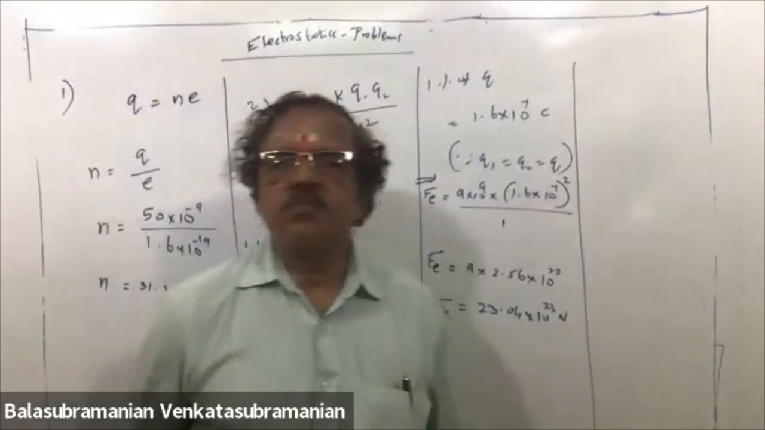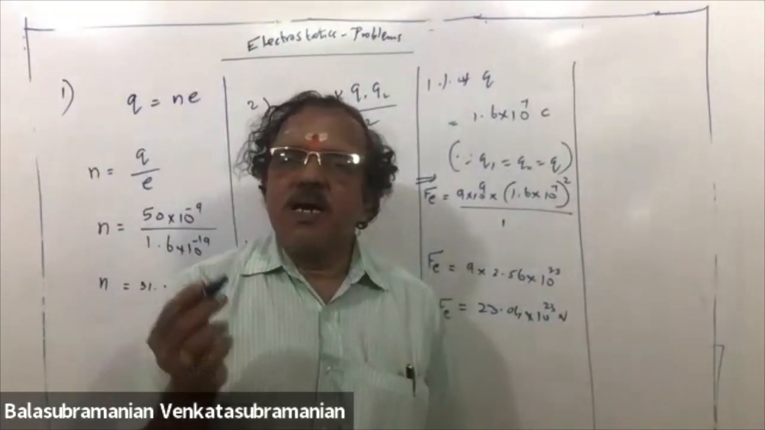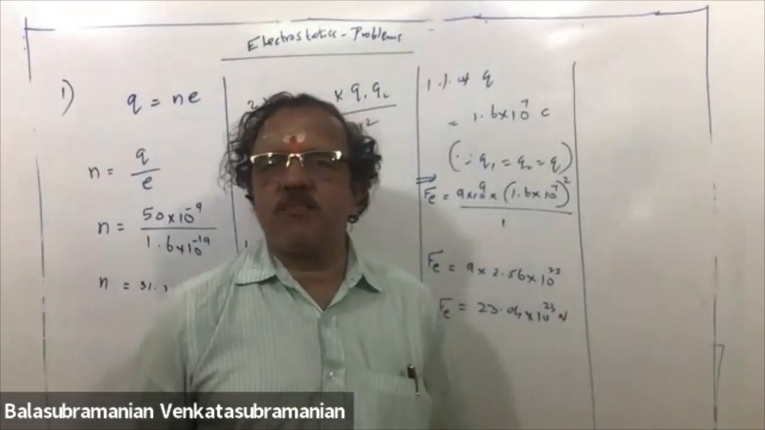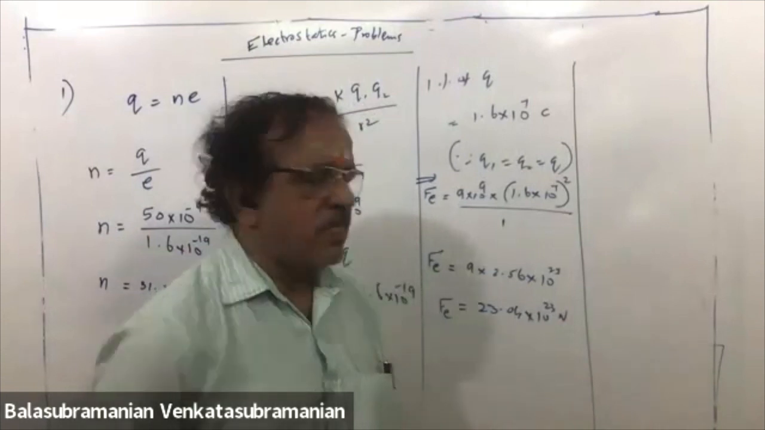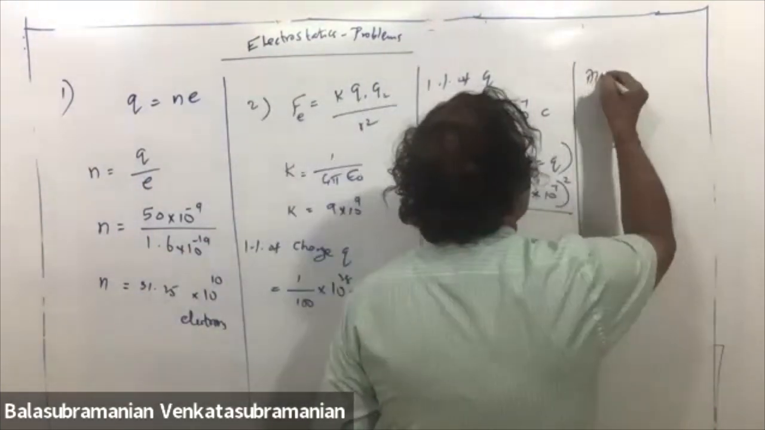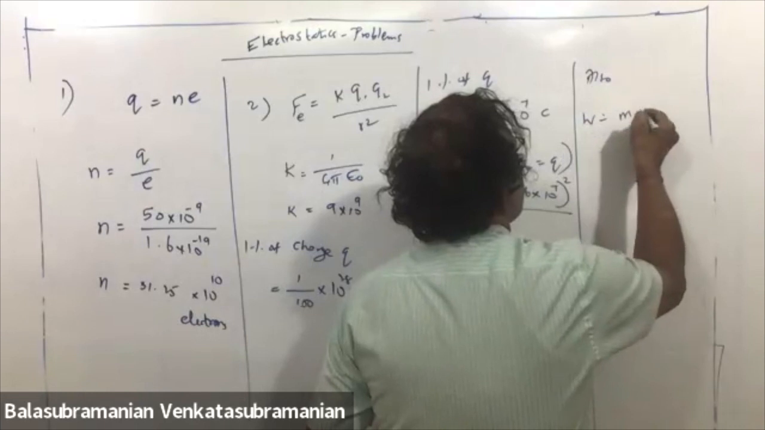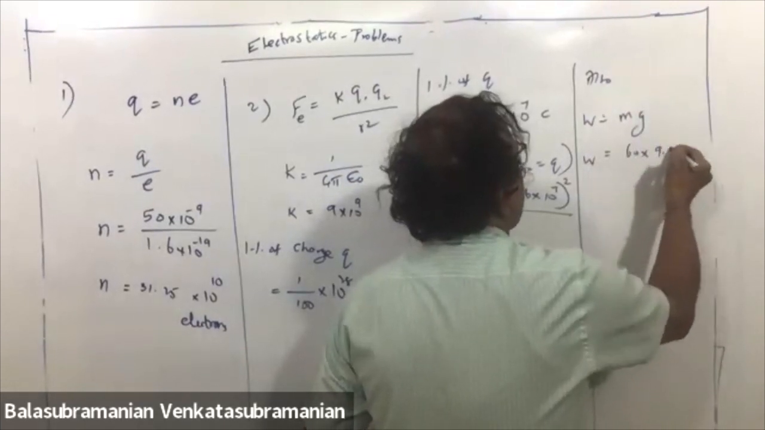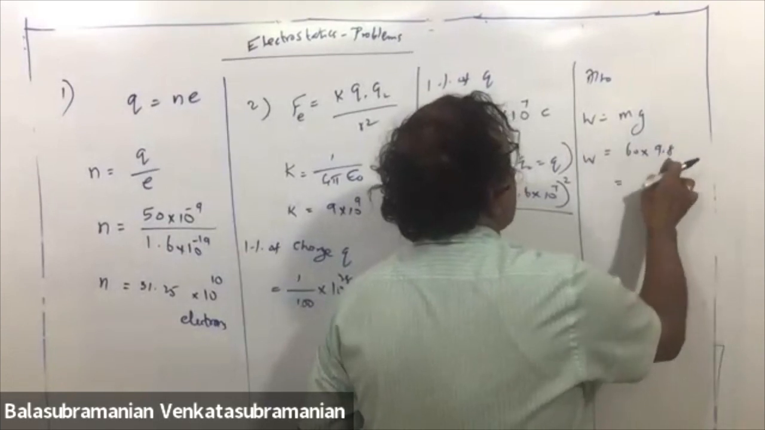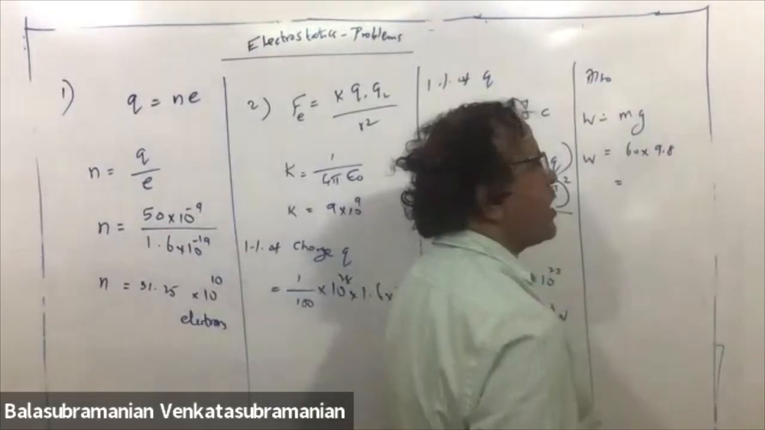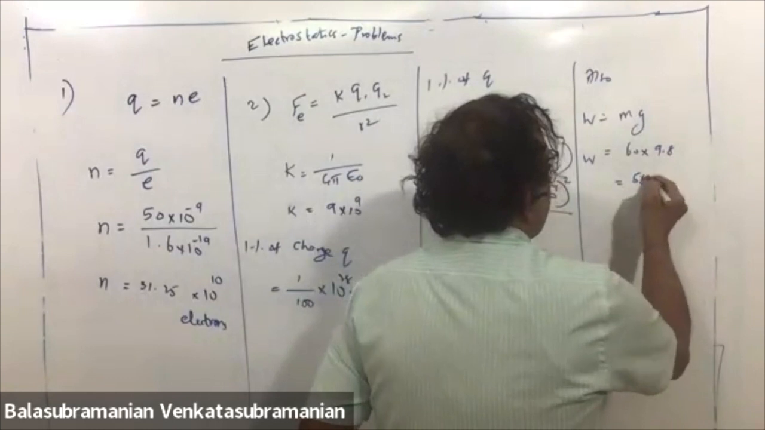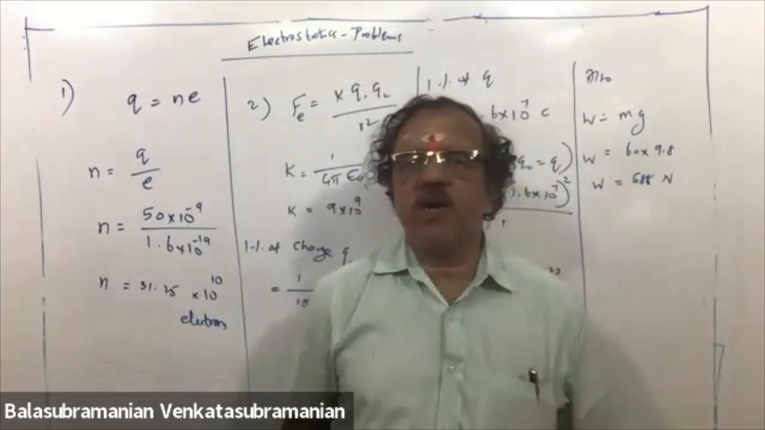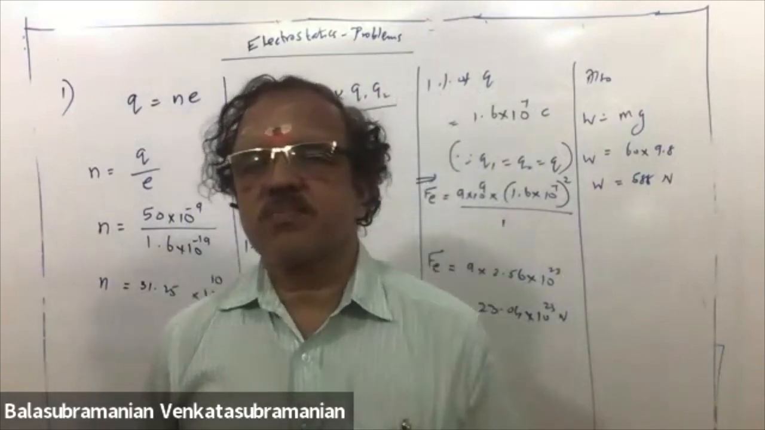Calculate the weight for a person of mass 60 kilogram, that is another subdivision. W is equal to M into G. M is 60, G is 9.8. You multiply here, it will become 588 Newton. W is equal to 588 Newton.